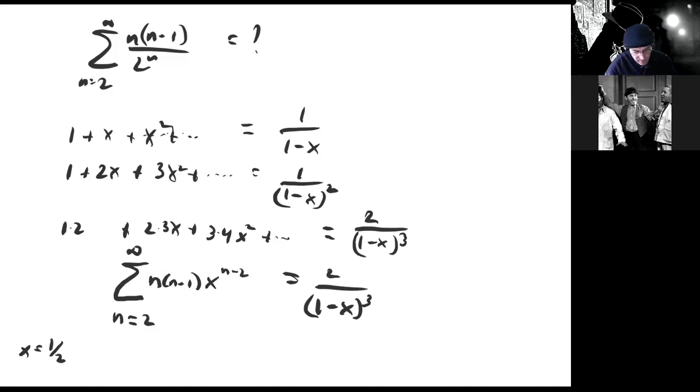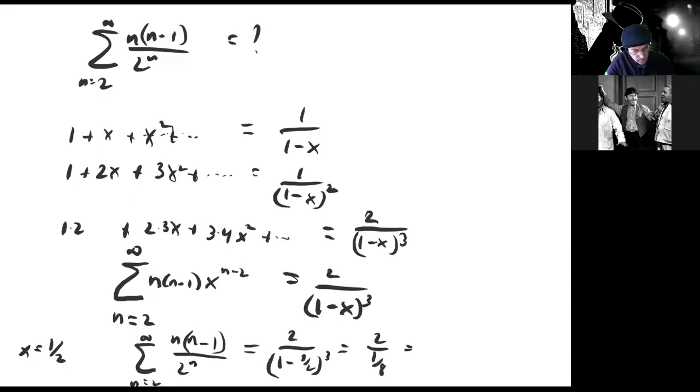If you take x equals a half, the left side is going to give me the expression we want, n times (n minus 1) over 2 to the n, with n going from 2 to infinity. But what is the right side? You plug in x equals a half, and you get 2 over (1 minus a half) cubed, which is 2 over 1/8, which is 16. Okay, so you get 16 for that. And I did something wrong here.